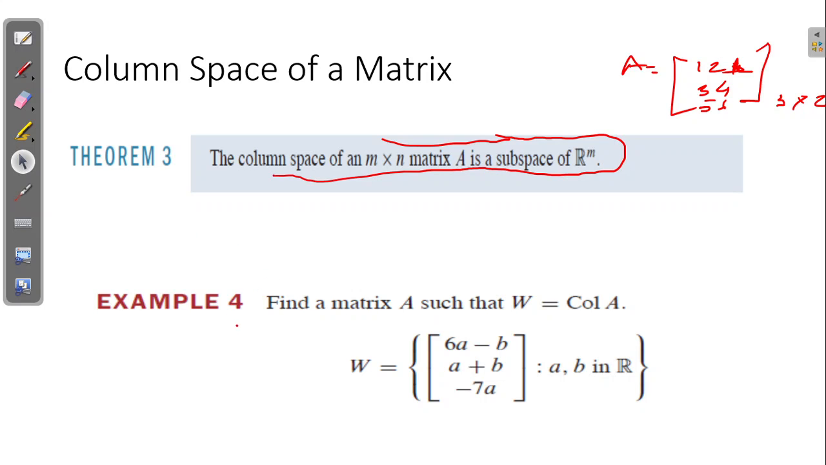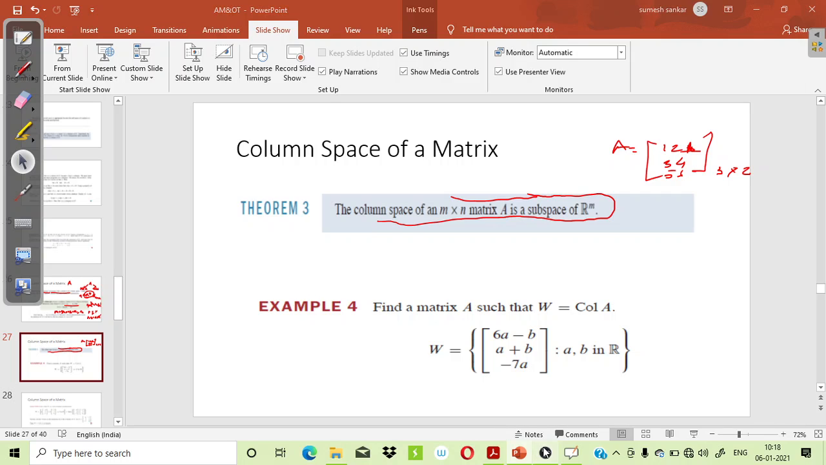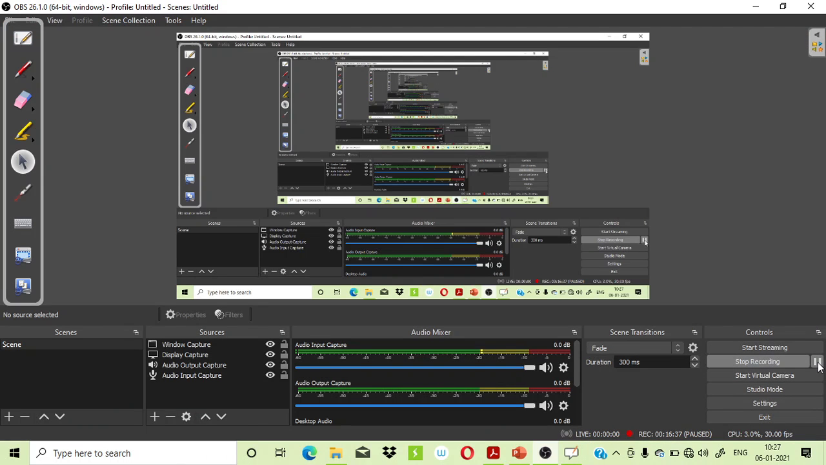Now we are moving on to the example. Hope you understood. If you have any doubt, you can ask; we will have a doubt clearing session also. With this example, you will get clarity on the column space of a matrix A.